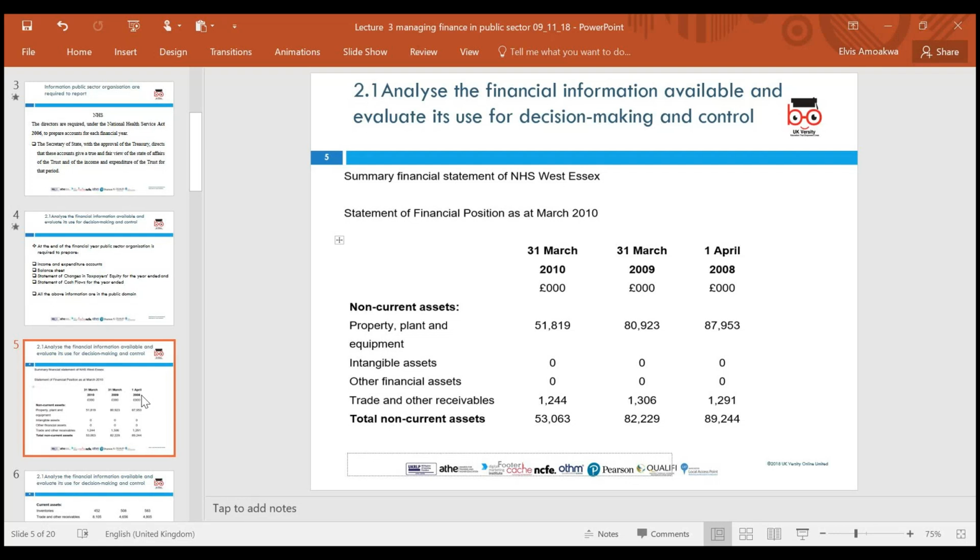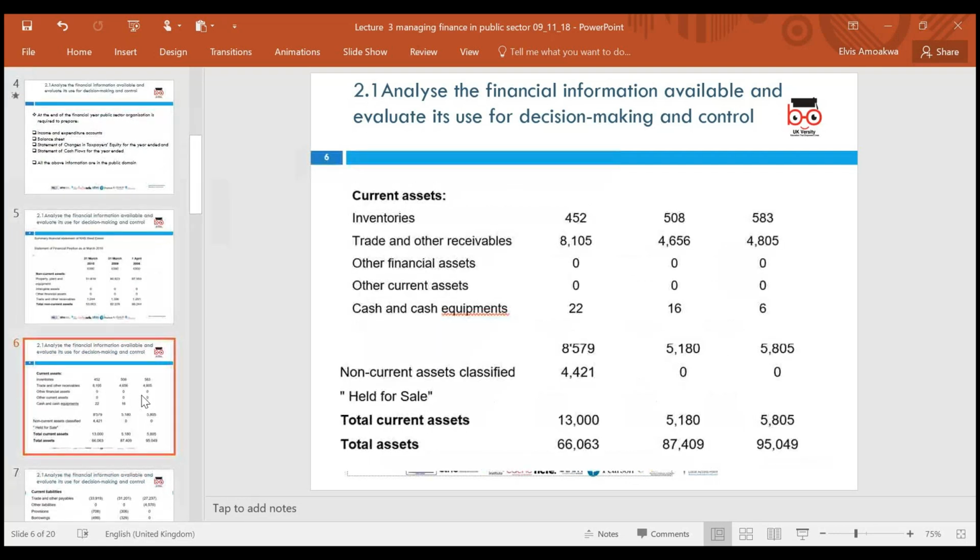2009, it is 82,229. And then March 2010, it was 53,063. All right, so these are total non-current assets. Let's look at the other part of the financial statement in the next slide.